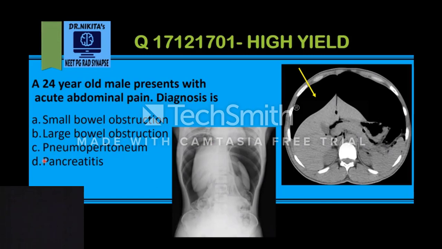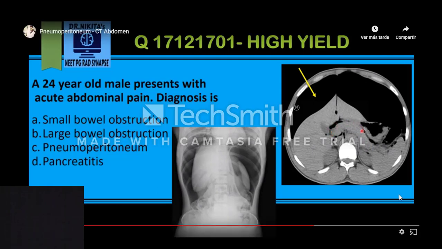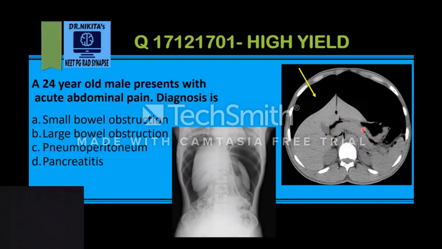So this is not pancreatitis because in the CT abdomen this is the pancreas, which is normal. Surrounding this pancreas also you see these black areas, so the air is reaching there also, and you see the black air here surrounding the IVC also. So the correct answer is option C, that is pneumoperitoneum.